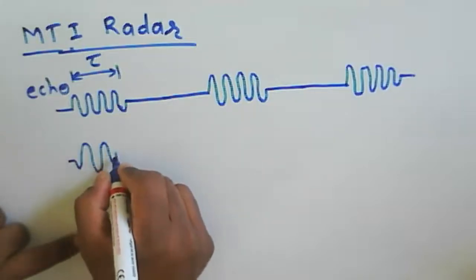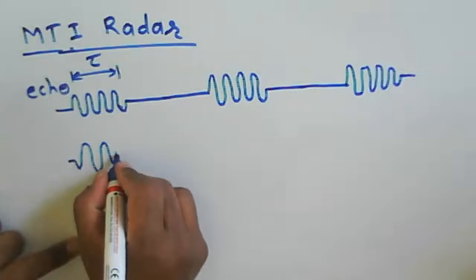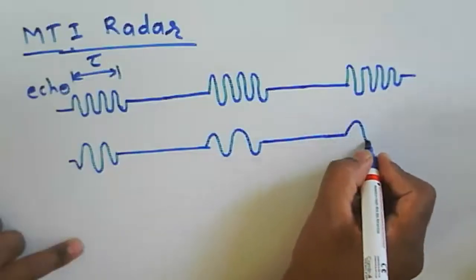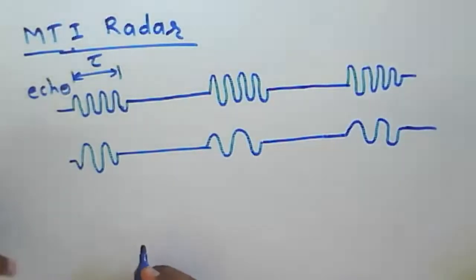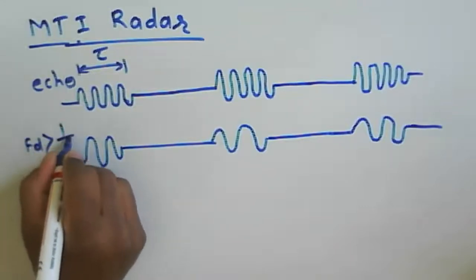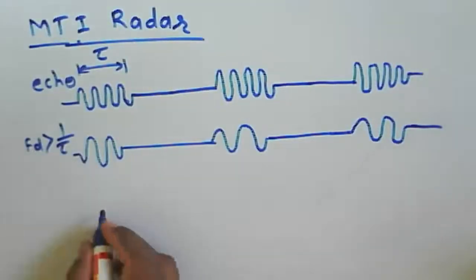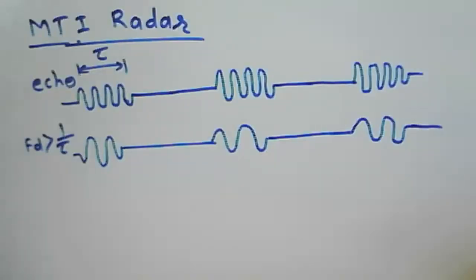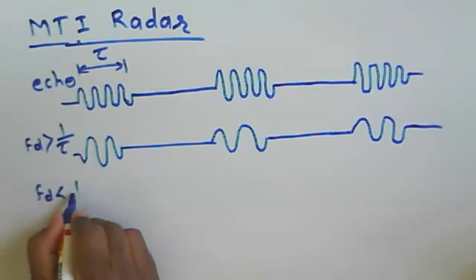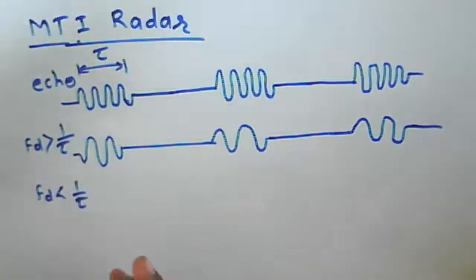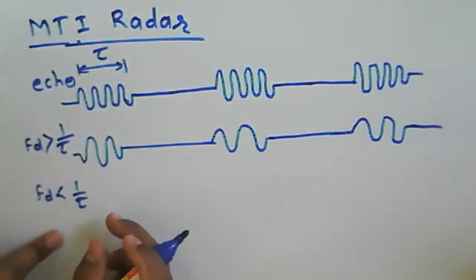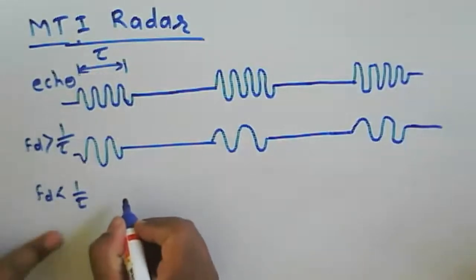These are supposed to be the video pulses. Like this we are supposed to get the video pulse, but we get it when fd is greater than 1 by 2 tau. We also get it when fd is less than 1 by 2 tau. That video pulse we detect on the detector, in which fd, the Doppler frequency, is less than 1 by 2 tau.